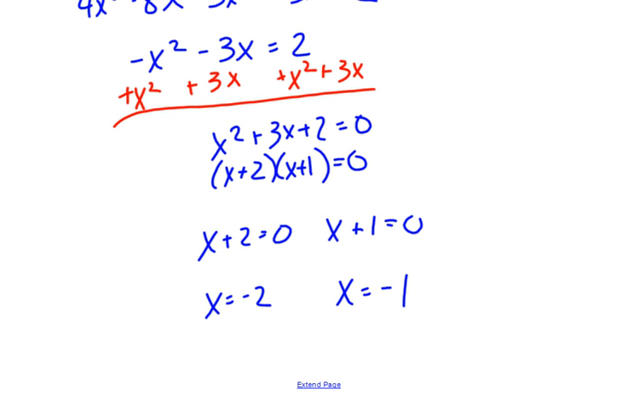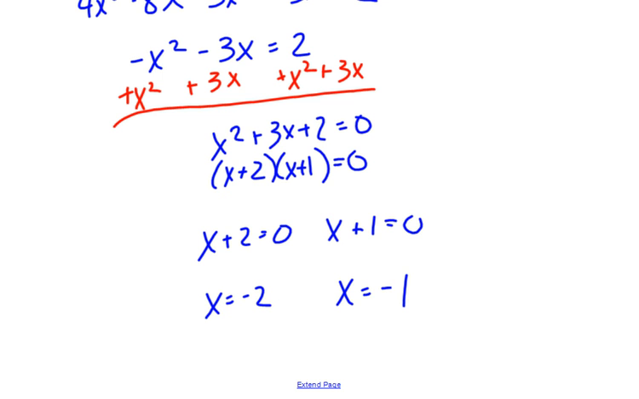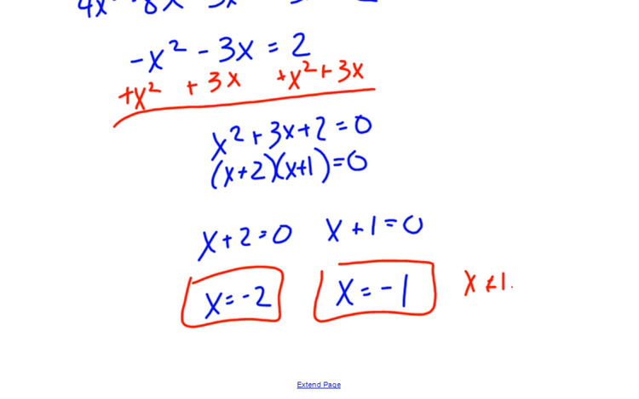Now my only catch is that I have to go back up and see what would make my denominator be a 0. So when I go up here, I can't have x be a 1 or x be a 2. Either one of those would make my denominator be a 0. Did I get 1 or 2 for my answers? Nope, I got negatives, so I'm good to go. So I'm just going to say x can't equal 1 or 2. That's what I checked, so it works.